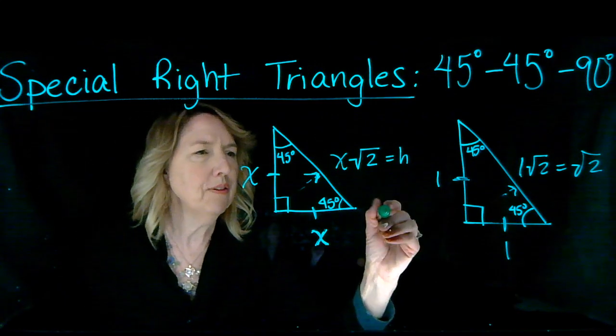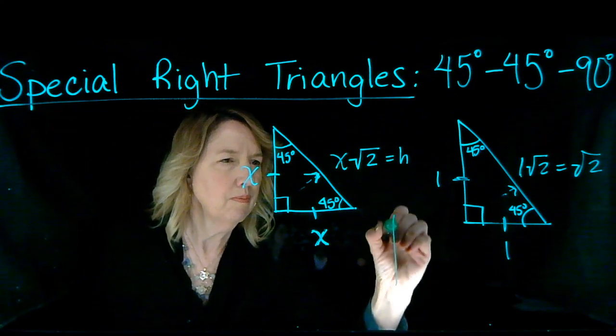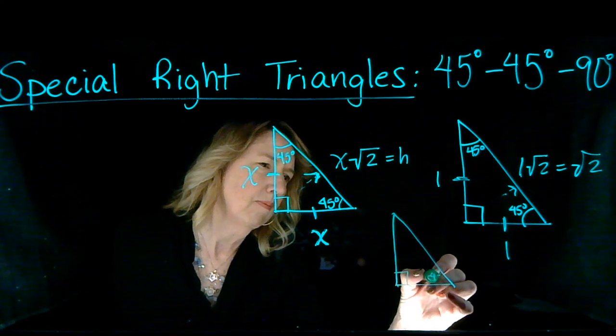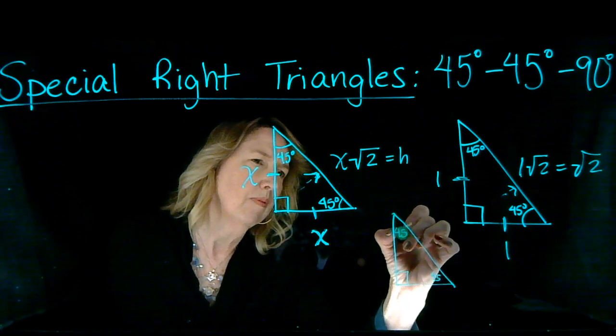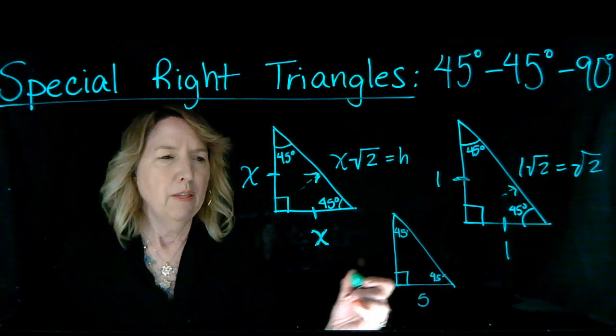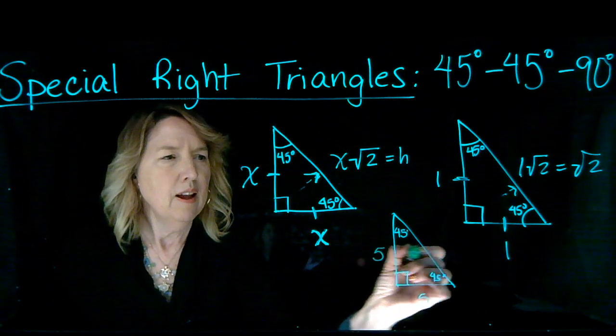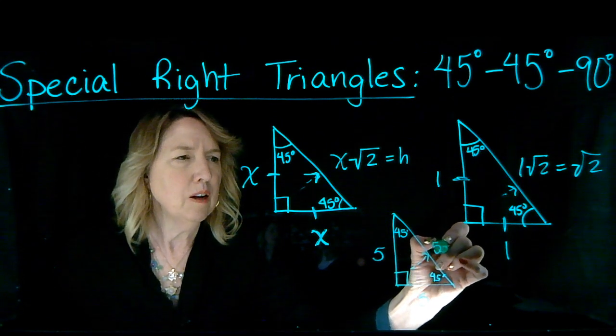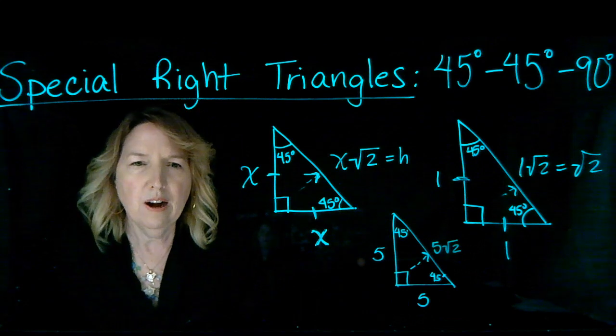Let's look at one with some more interesting numbers. Suppose I told you this side was 5. Then this side is 5, and the hypotenuse here is 5 times radical 2, which is 5 radical 2.